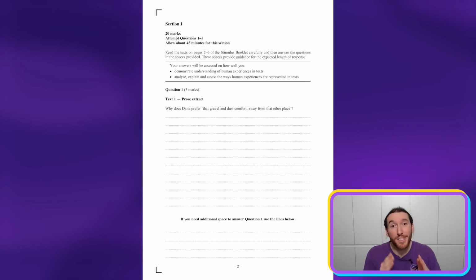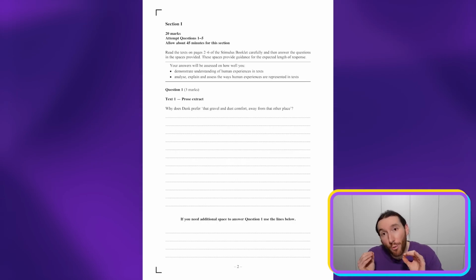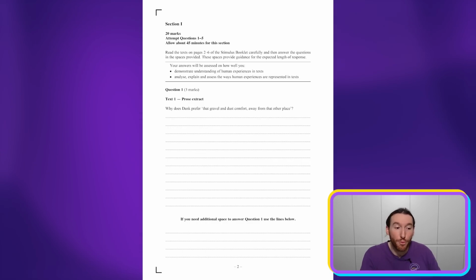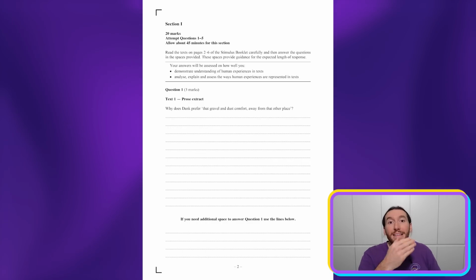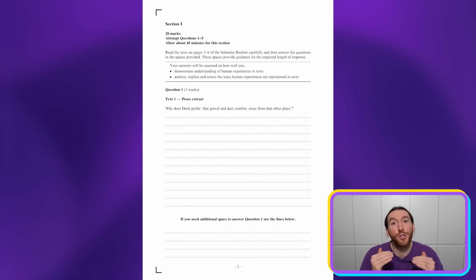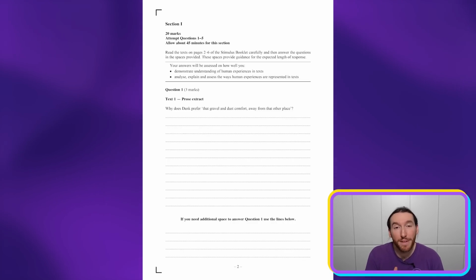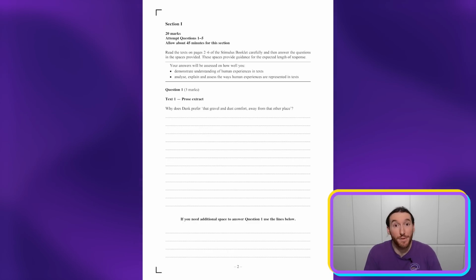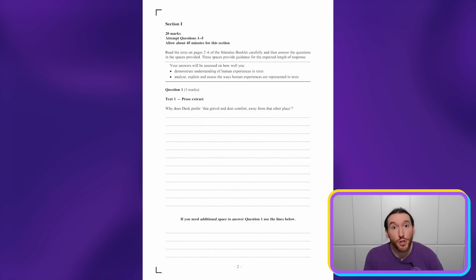Now Section 1 is called Section 1 for a reason. So let's make sure we do Section 1 first, because reading time is best spent reading through the Section 1 material, looking at the unseen texts so that you can answer those questions straight away. Time is of the essence for Section 1, and for the entire paper. The most efficient way to use your time is to use your reading time to read the questions first, read the text, think about how you're going to answer those questions, and then as soon as writing time begins, start writing those answers.